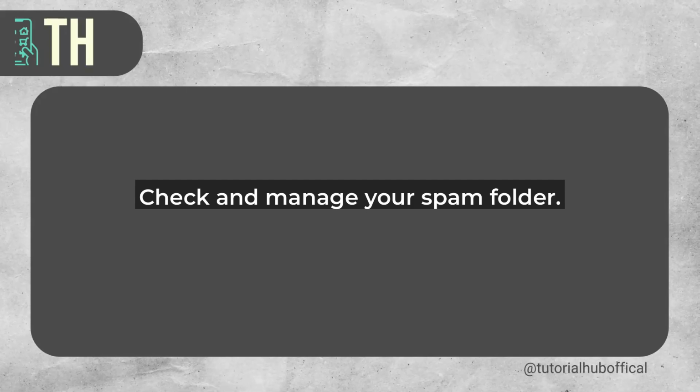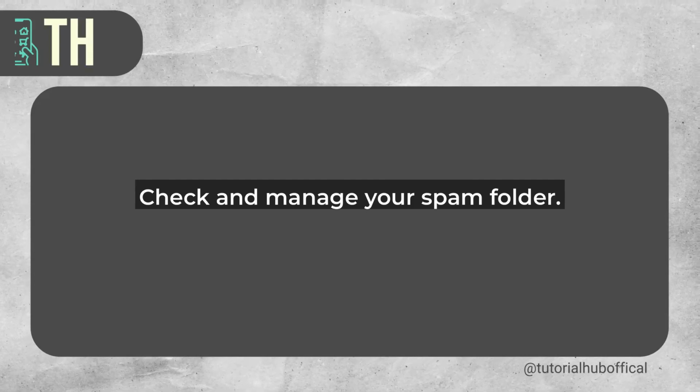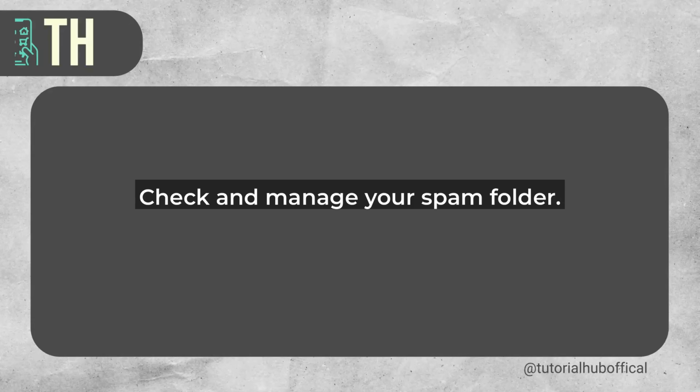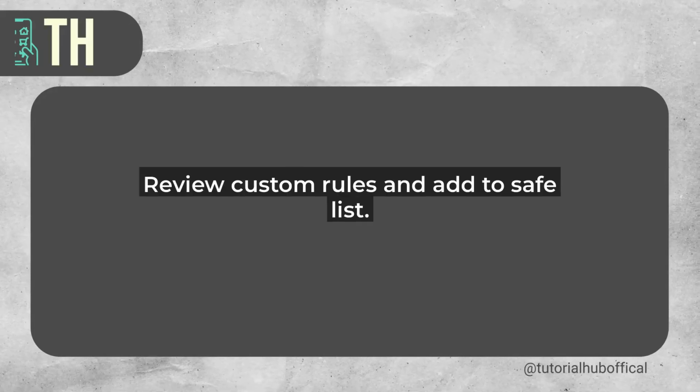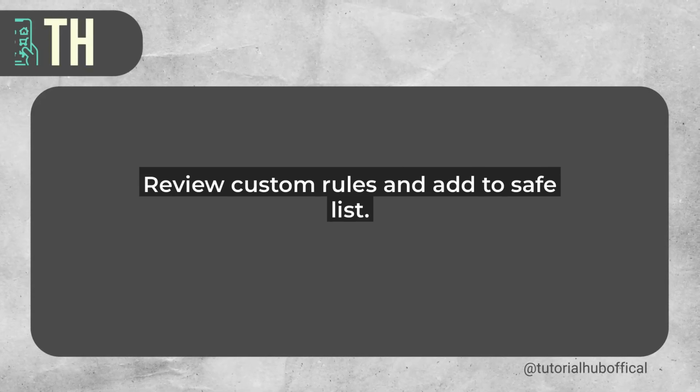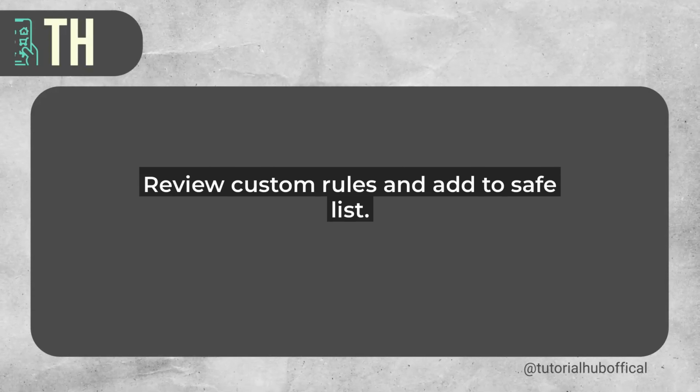One quick tip for 2025. Comcast has rolled out enhanced AI filters, so if you're still having issues, review your custom rules in the advanced settings. You can add the sender to your safe list to prevent future blocks. Finally, send a test email to yourself or the blocked sender to ensure everything's working properly.